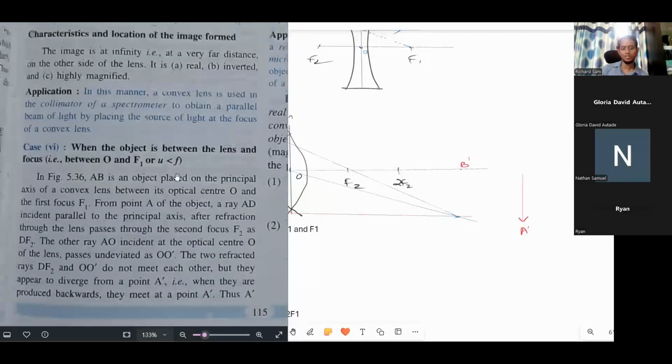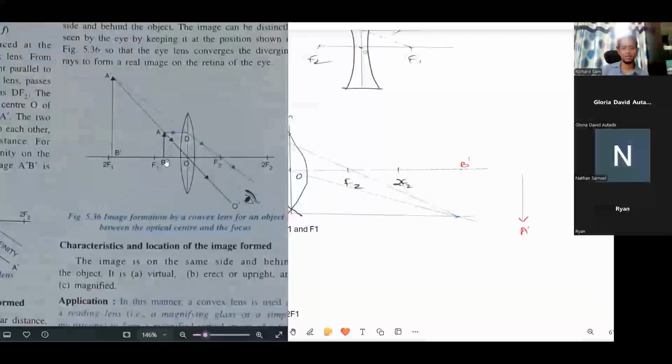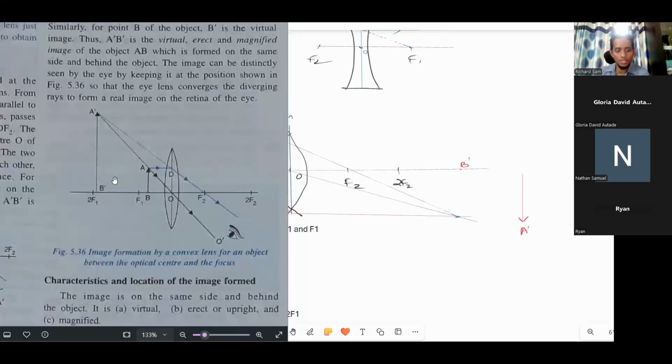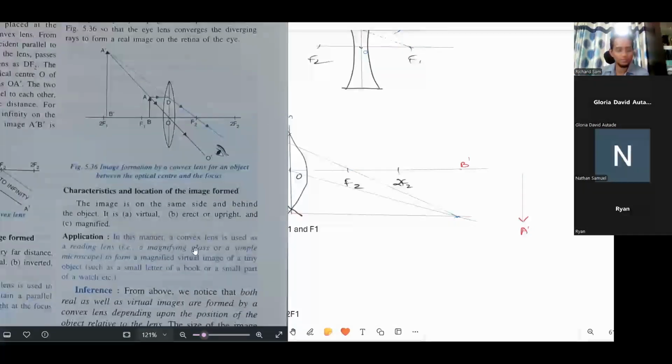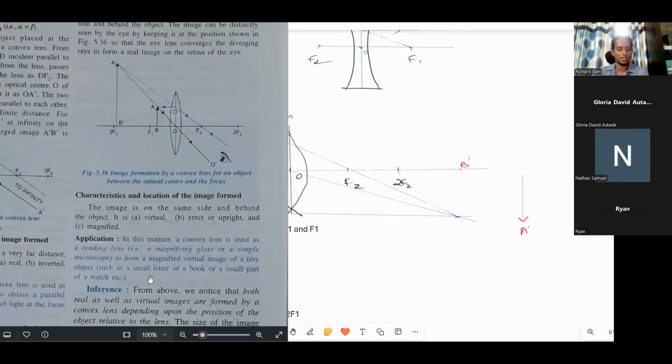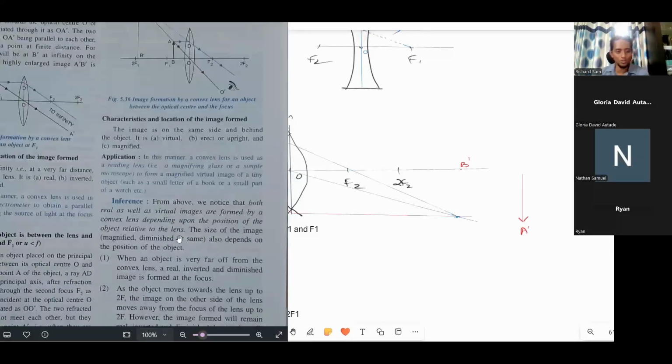Last one is where the object is between F1 and O. That's what you drew. And where do we use this? As I showed you, in a magnifying glass or a simple microscope. A magnifying glass is like a microscope, right? It forms a magnified virtual image of a tiny object such as a small letter of a book or a small part of a watch. Basically, you can zoom with it.